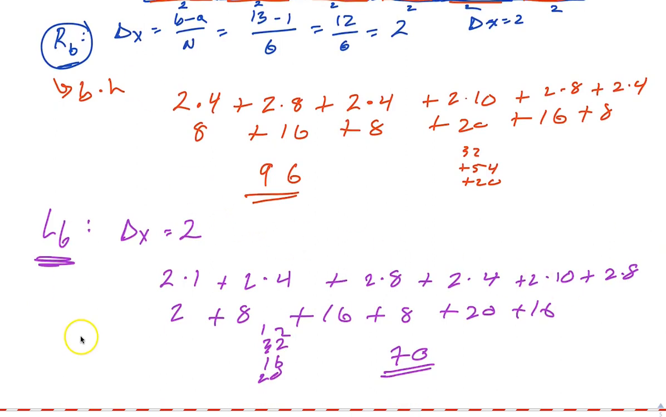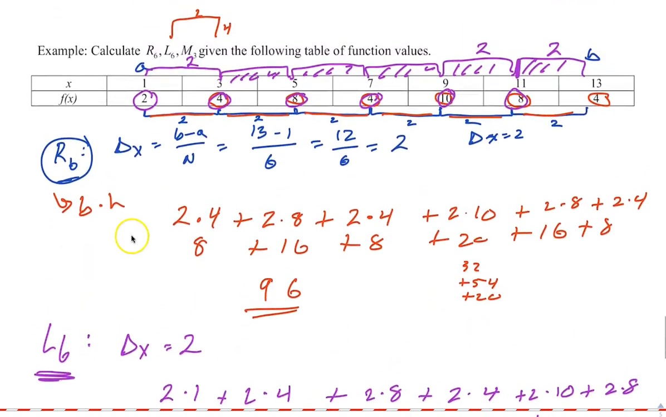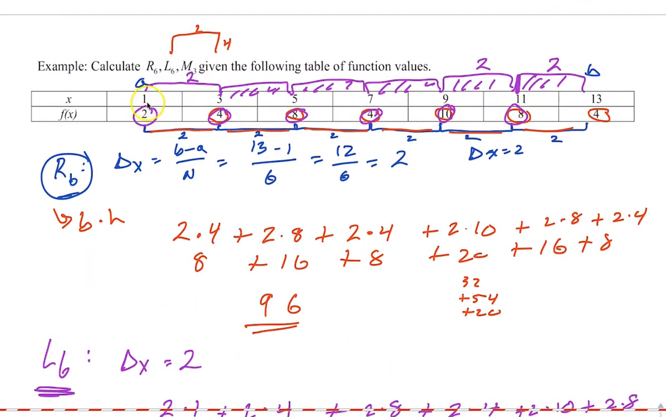So R6, L6, same idea. Find a rectangle. One of them I start on the right, the other you start on the left side. So that's why I only went through the left ones. I skipped the last one. For the other one, R6, I start on the right side, so I didn't use the first one. I used all the rest.